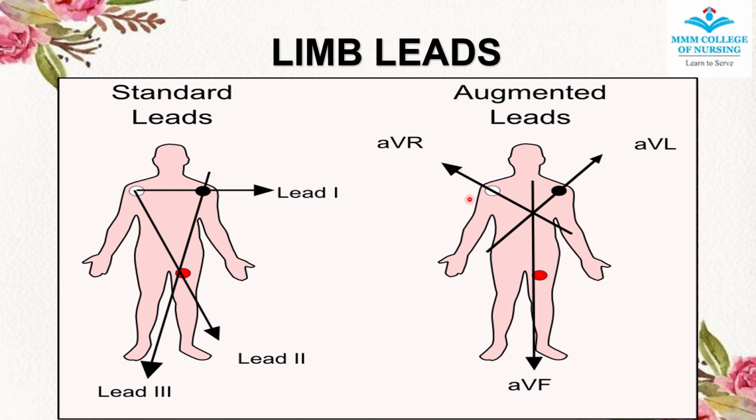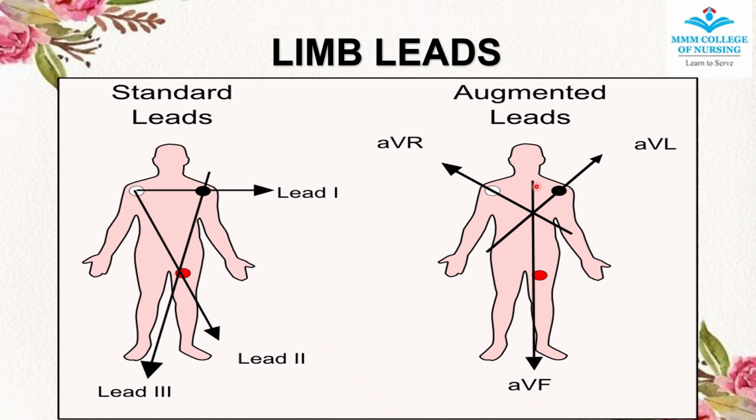Here aVR stands for augmented voltage of the right arm, which records the electrical impulses travelling towards the right arm. aVL stands for augmented voltage of the left arm, which records the impulses travelling towards the left arm. And aVF stands for augmented voltage of the foot, which records the impulses travelling towards the left leg.